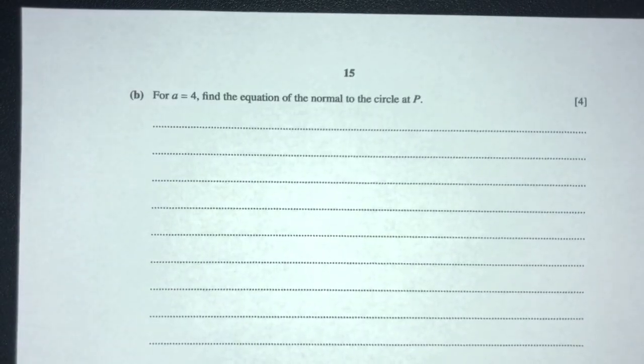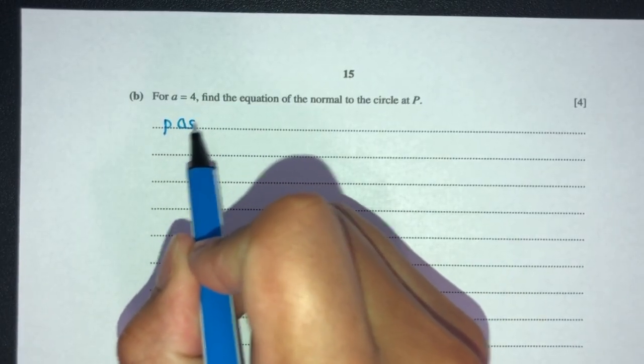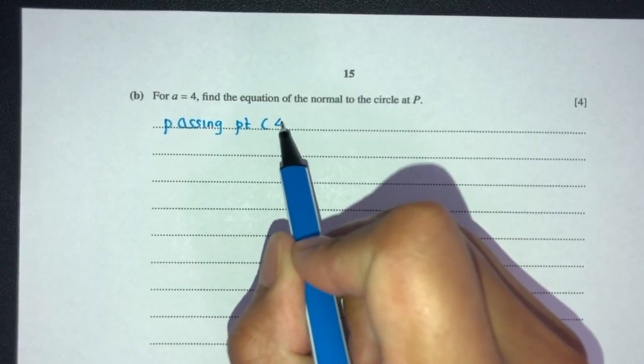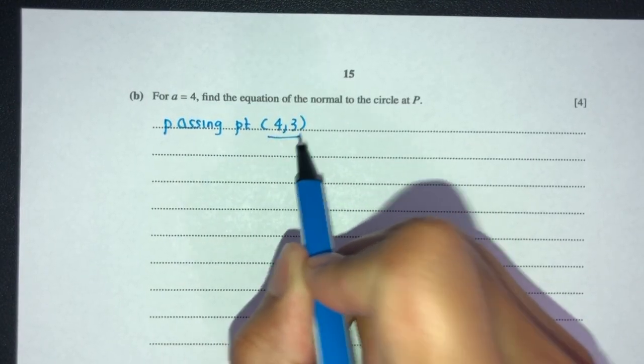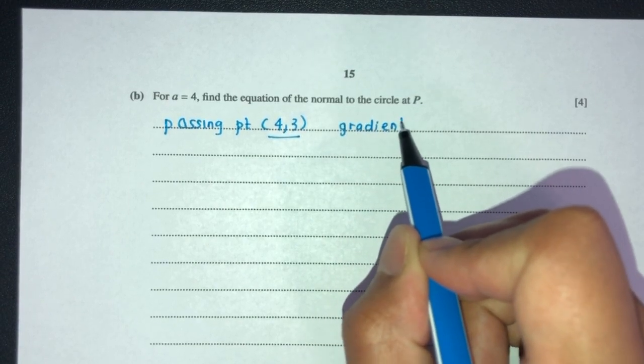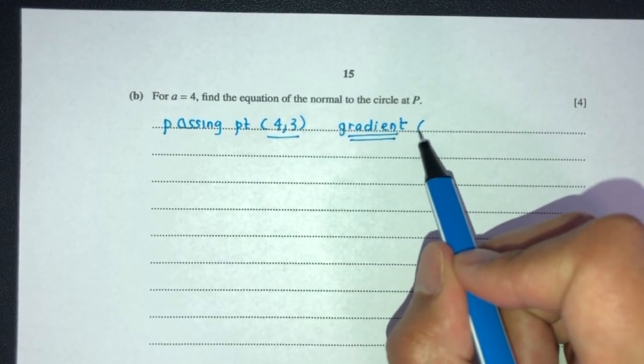So for part B, the passing point that we have derived will be (4, 3), which is the center of my circle. Now what is the gradient? To find the equation of a straight line, we need the gradient. So what is the gradient of the line, of the normal?